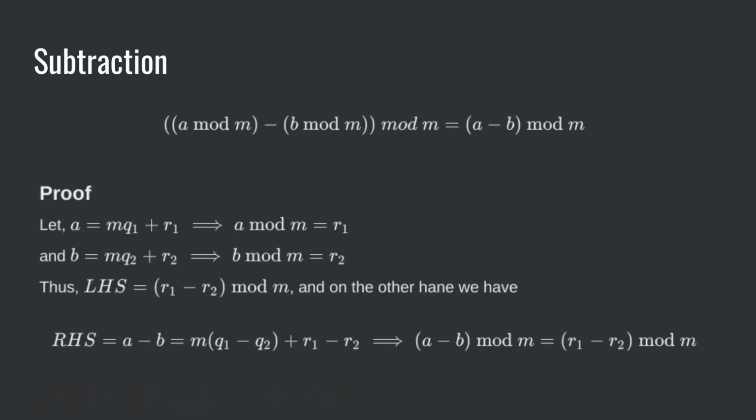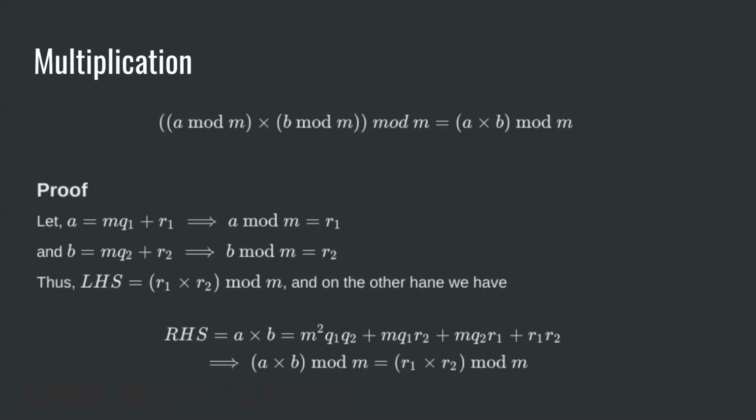Subtraction. Again, the same thing. Multiplication. Here also the basic idea to prove is the same. We will write a as m*q1 + r1 and b as m*q2 + r2. We'll multiply both these things, and when we take the mod, we'll get that (a * b) mod m is equal to (a mod m) * (b mod m) mod m. Like we can apply the mod operation to a also, and the final answer won't change.